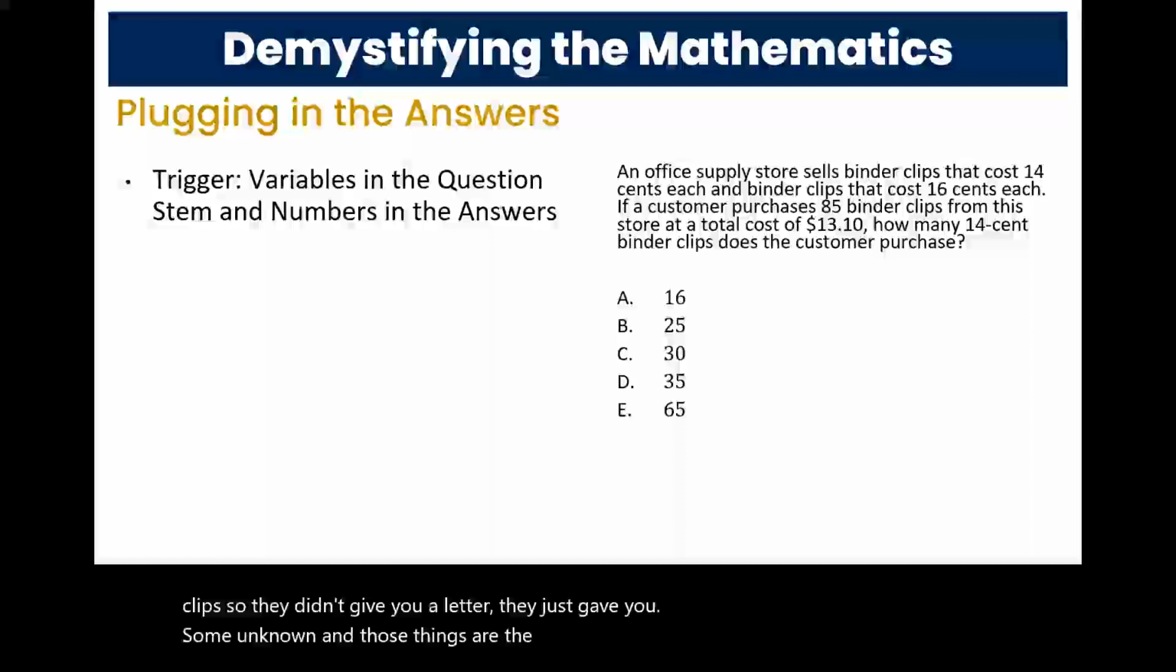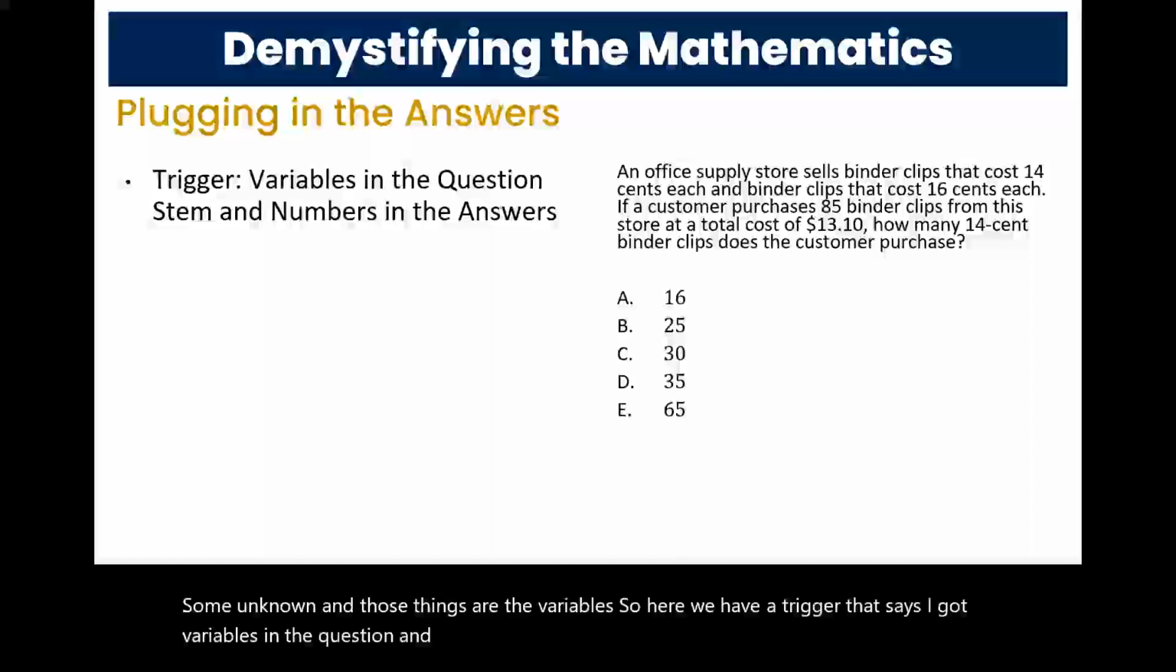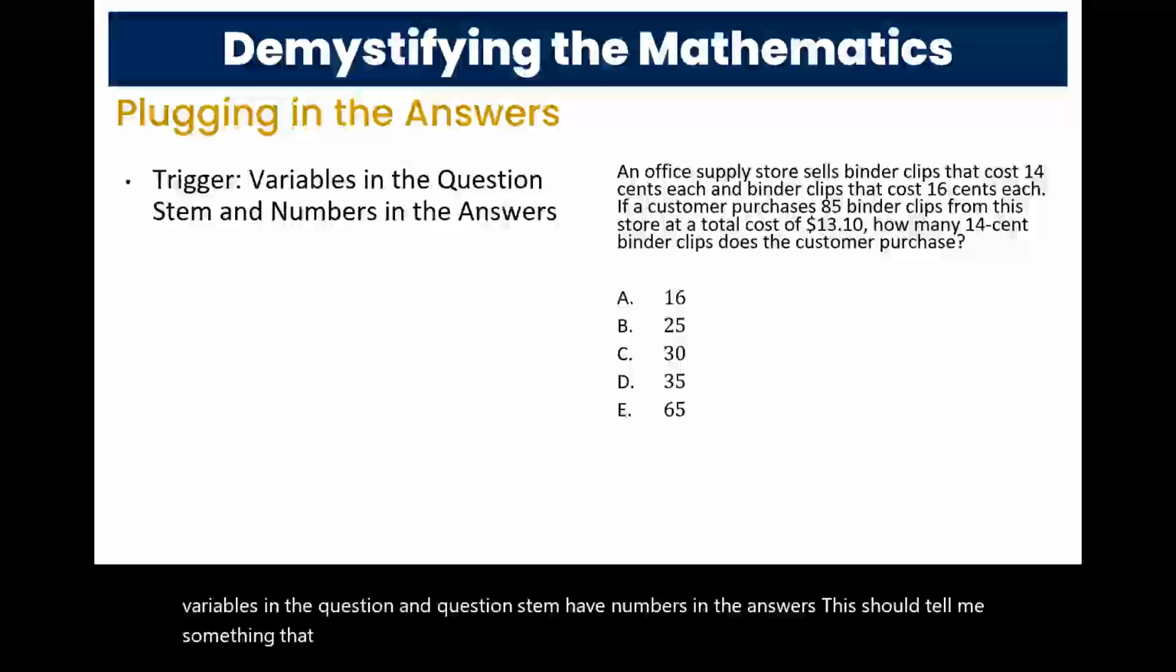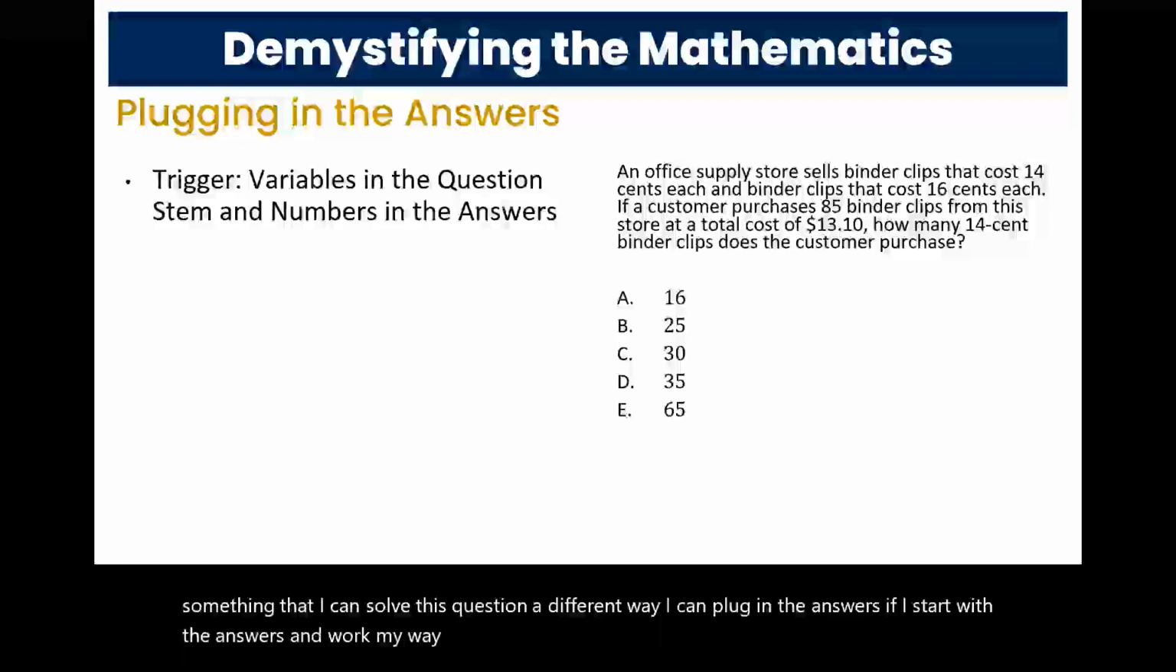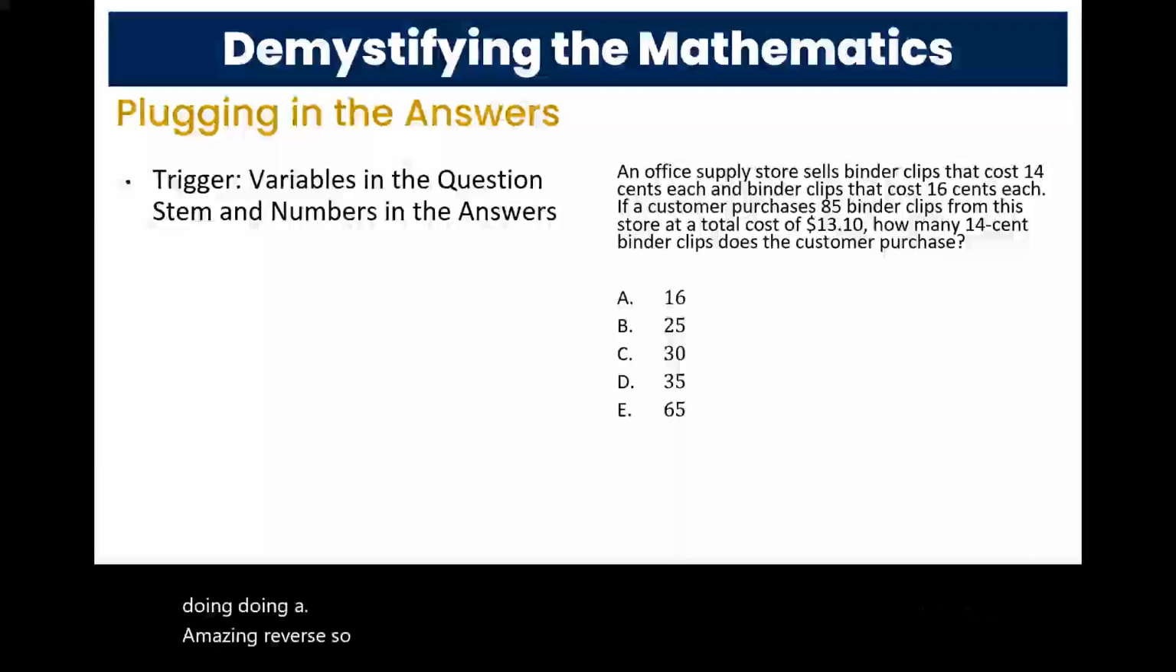So here we have a trigger that says I've got variables in the question stem, I have numbers in the answers. This should tell me that I can solve this question a different way. I can plug in the answers. If I start with the answers and work my way backwards, this becomes a much simpler question. It's like doing a maze in reverse. So if I start with answer choice C, that tells me I've got 30 14-cent binder clips.